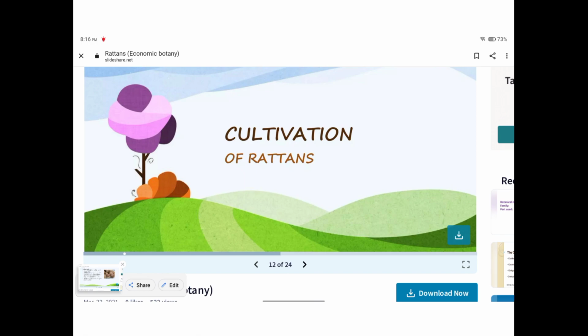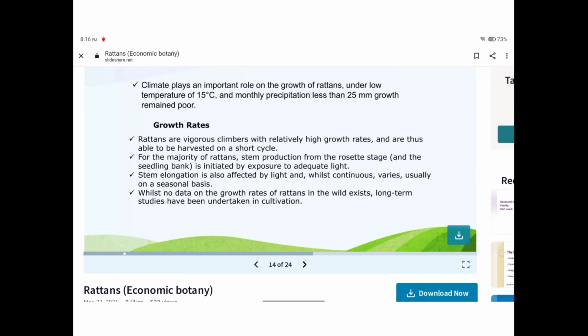Now let's speak about how the cultivation of plants takes place. Most important are the climatic conditions: the temperature should be around 15 degrees Celsius, a low temperature. Precipitation is around 25 millimeters, which remains poor for them. They don't require so much water because they have spines, it means they don't require so much water, because of their adaptation. Growth rates are relatively high, and thus they are able to be harvested on a short cycle. It means they grow in a very short span of time. They are harvested on a regular basis.